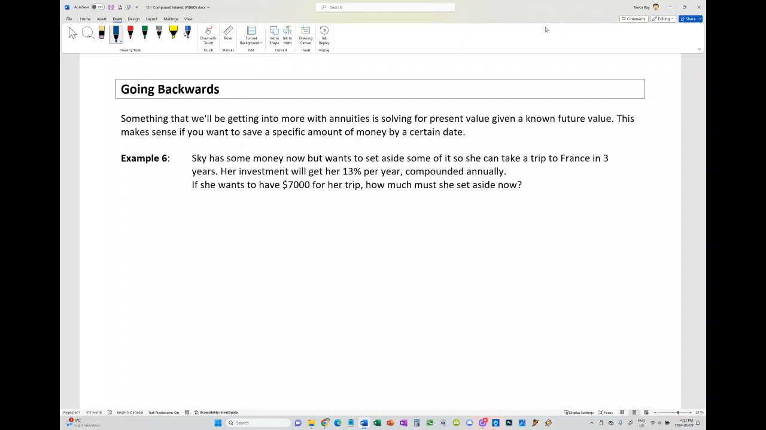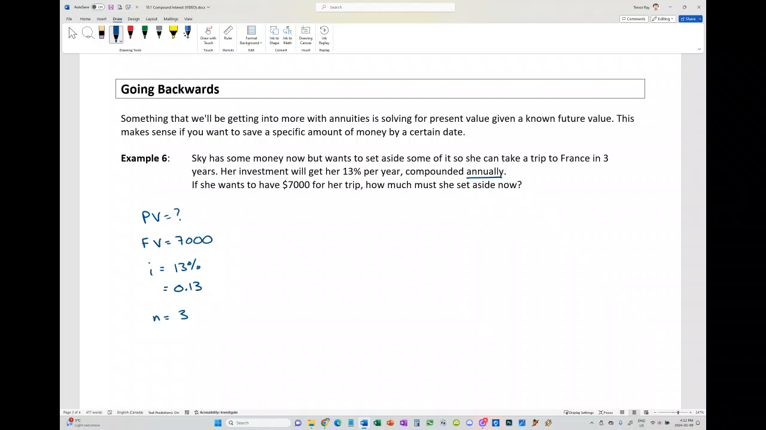So obviously the number should be less than 7,000. Maybe it's 5,000 or 6,000 she needs to set aside, and after 3 years it'll build up to 7,000. So we do this pretty much the same way we did the others. The only difference is now we don't know what the present value is. We know the future value, the amount we're going to have later, is $7,000. Interest rate is 13% a year, and because it's compounded annually, we don't have to worry about dividing by anything. So this is just 0.13. And N is 3 years. Again, we don't have to worry about multiplying by anything because it's once per year.